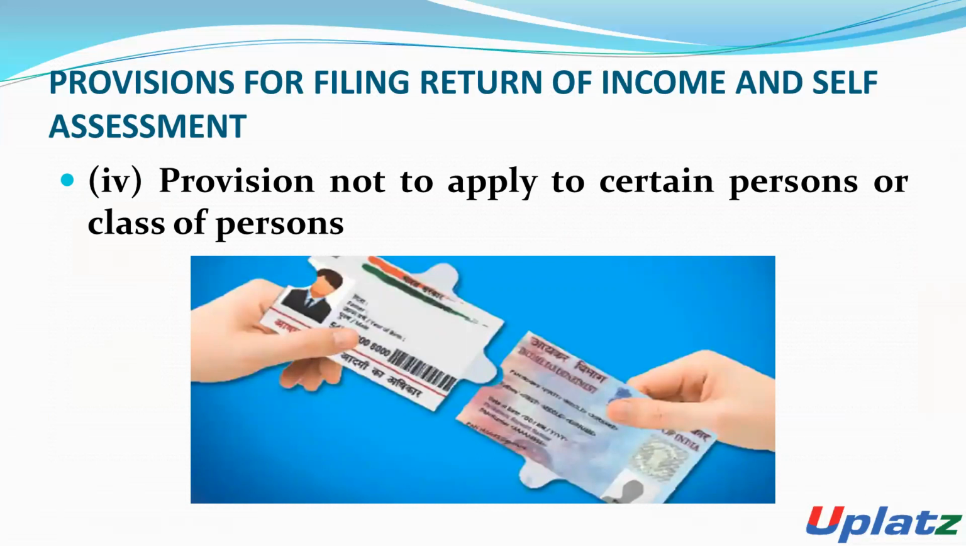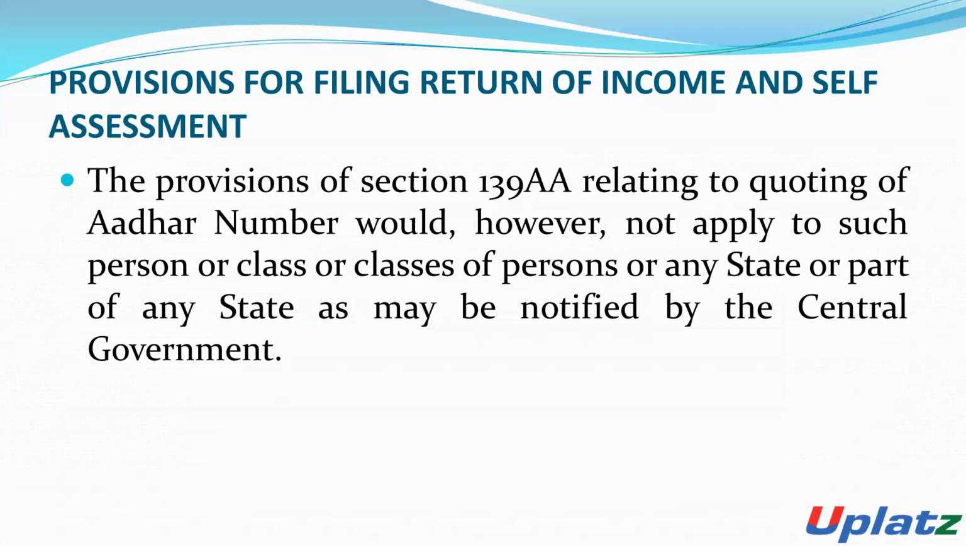Now we will discuss the provision not to apply to certain persons or classes of persons. Means now we will discuss the provision where quoting of Aadhaar is not applicable to certain persons. These persons are exempted from quoting or linking Aadhaar with PAN. The provision of section 139AA relating to the quoting of Aadhaar number will not be applicable to such a class of persons of any state or part of any state as may be notified by the central government.